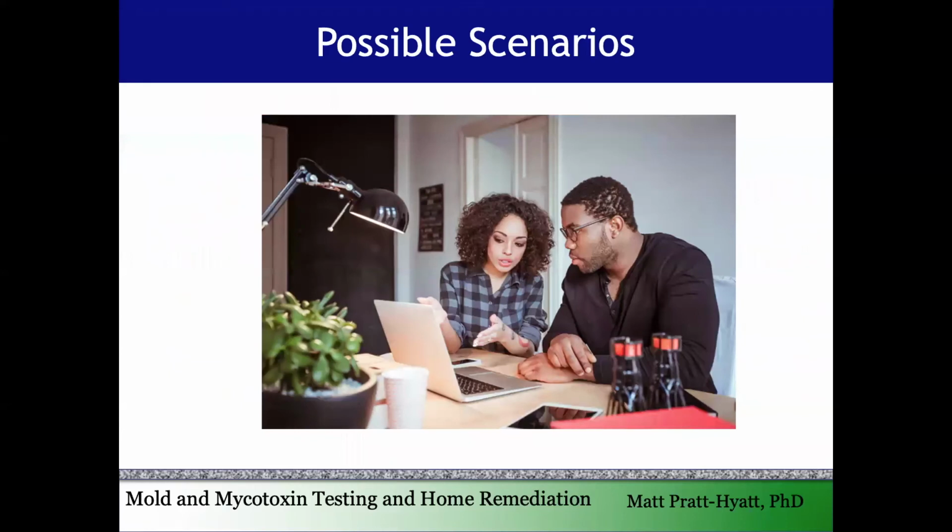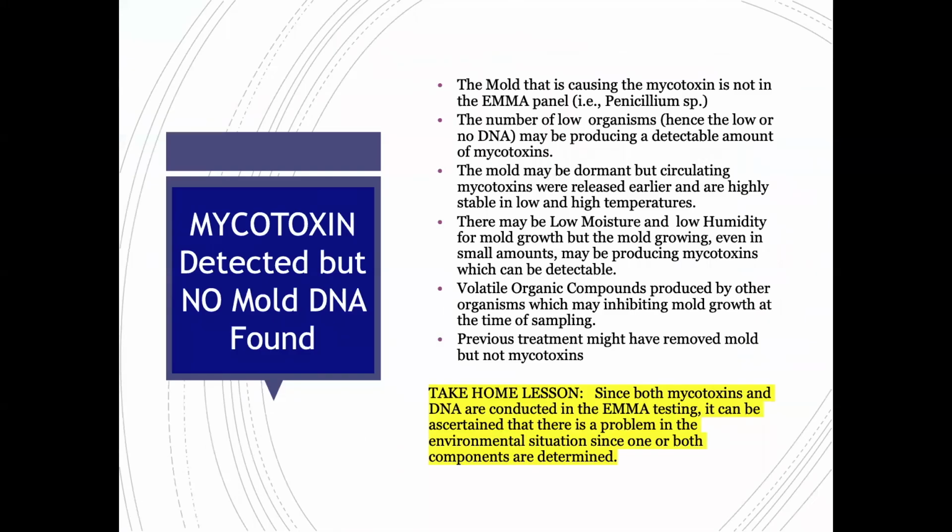So what are some of the possible scenarios that we could come up with when we're looking at this panel? First, the mycotoxin is detected, but you don't find any DNA. There are a couple of different reasons why this could be. You could have a really low number of molds, only in one particular spot in the house, but the mycotoxins are getting into the air ducts and going throughout the house. Or the mold might be dormant, not really growing right now because of temperature or humidity.